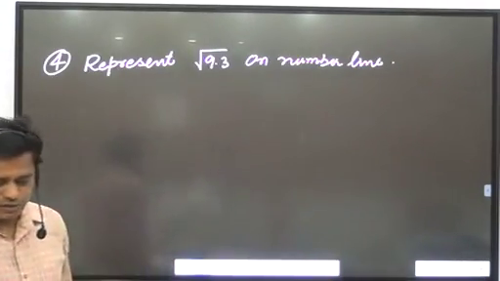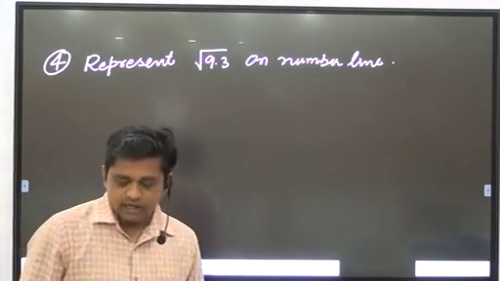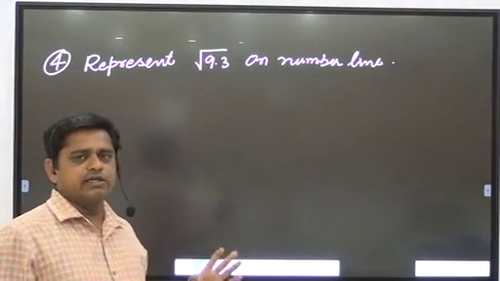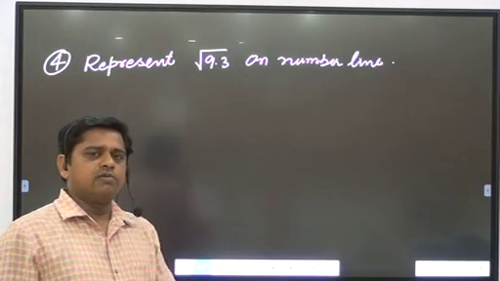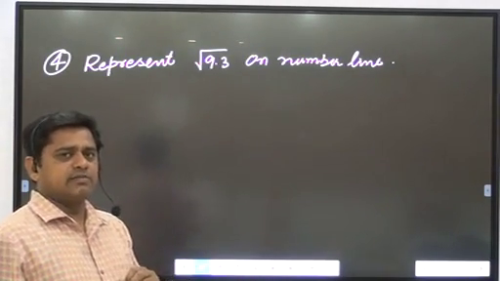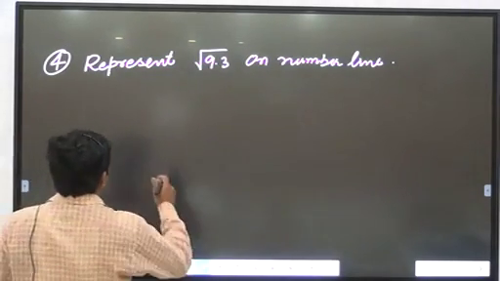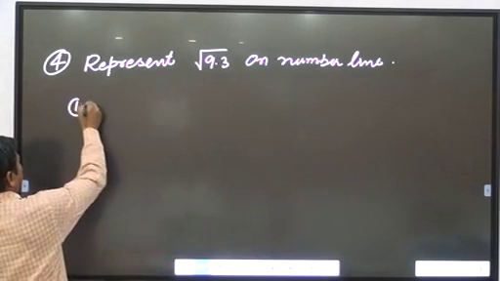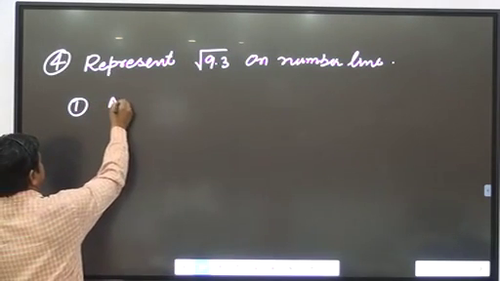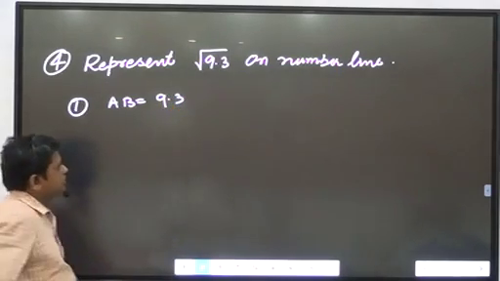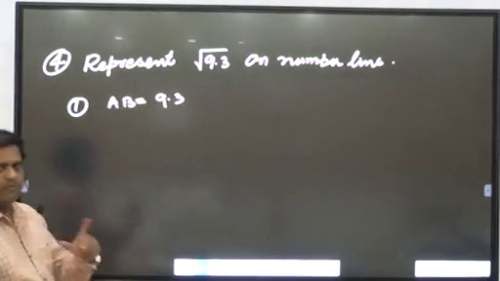Now the next question of this exercise: represent √9.3 on the number line. It is clear from the question that √9.3 is an irrational number. So how will we represent an irrational number on the number line? Try to understand clearly. First step, draw a line AB equal to the given number under root. So the given number is 9.3.